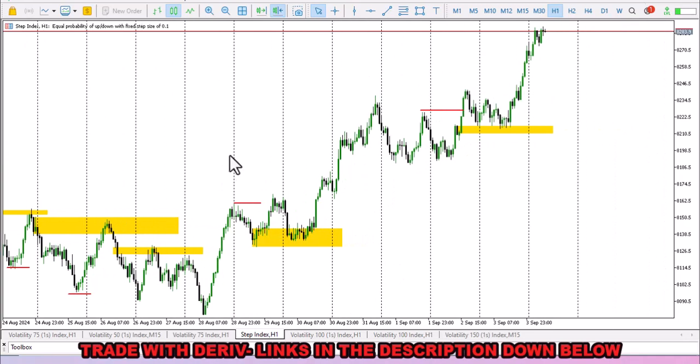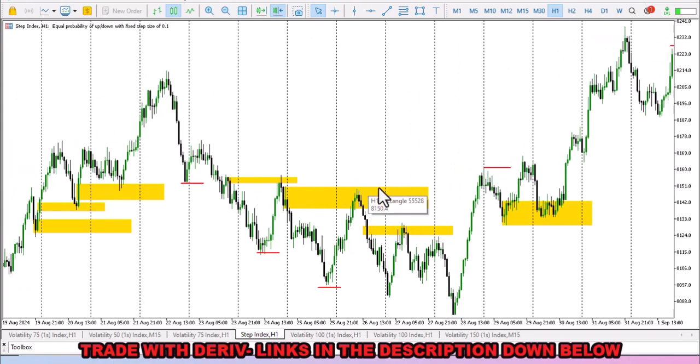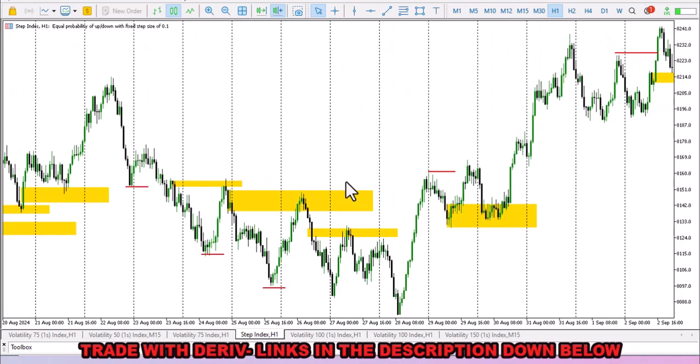How are you doing? Today we want to show you the best entry strategy that you can use on Deriv indices, and this is the Step Index that you are looking for.